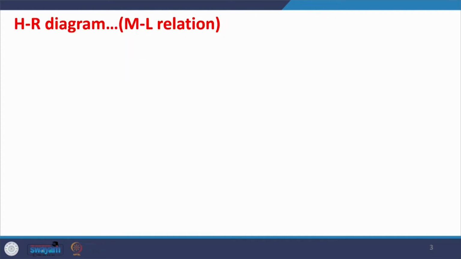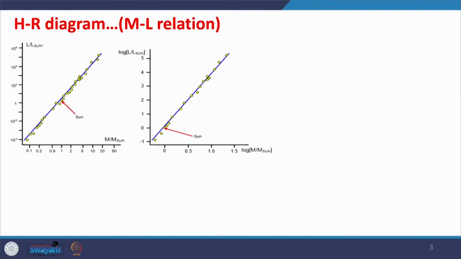All right. See, in the HR diagram, the relation between mass and luminosity is not directly given there, right. What we have is magnitude, luminosity, temperature and spectral color. These are the quantities. But if I plot L by L sun and the mass of the star by the mass of the sun and see how it varies for all stars whose data is available, then you can see the location of the sun here. And you see the scale, it is a logarithmic scale.